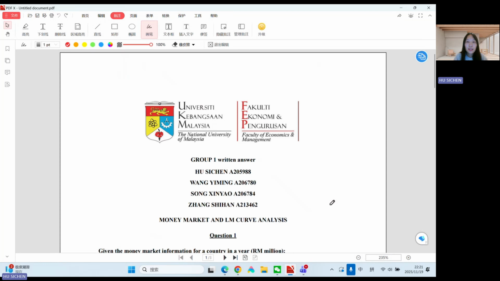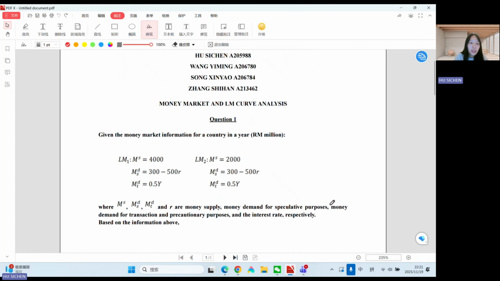Let me start with question 1. Today I am going to briefly explain how we derive the LM1 and LM2 curves and then calculate the income levels at different interest rates based on the information given in the question. First, deriving the LM curves.